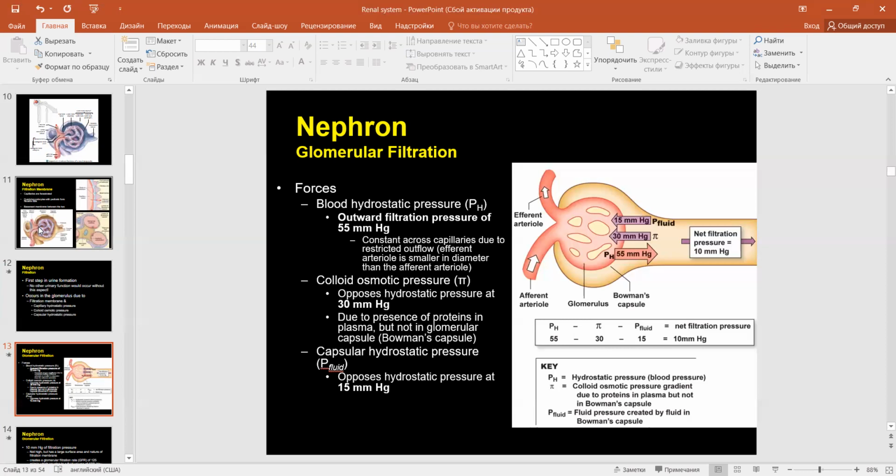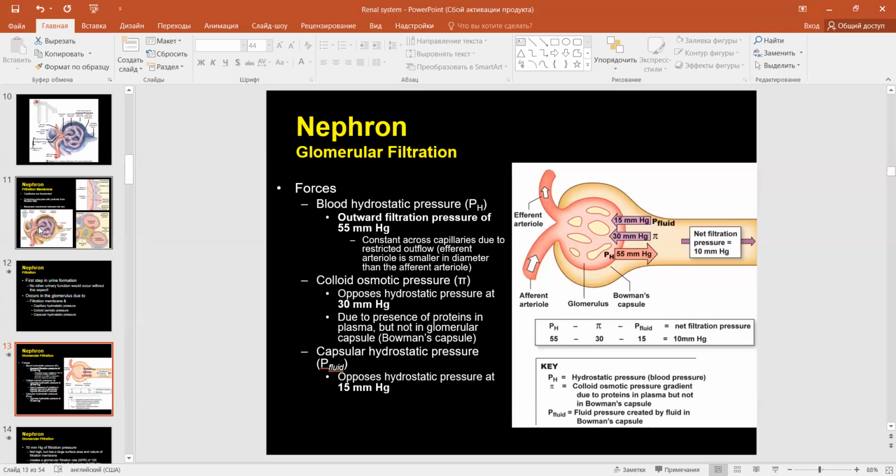So second is plasma colloid osmotic pressure. This pressure is caused by the unequal distribution of plasma proteins across the glomerular membrane. Because plasma proteins cannot be filtered, they are in the glomerular capillaries, but not in Bowman's capsule. Accordingly, the concentration of water is higher in Bowman's capsule than in the glomerular capillaries. The resulting tendency for H2O to move by osmosis down its own concentration gradient from Bowman's capsule into the glomerulus opposes glomerular filtration.